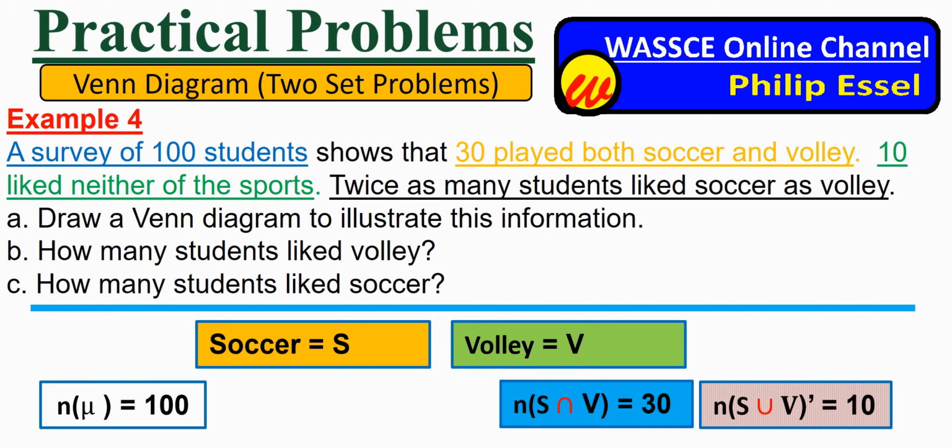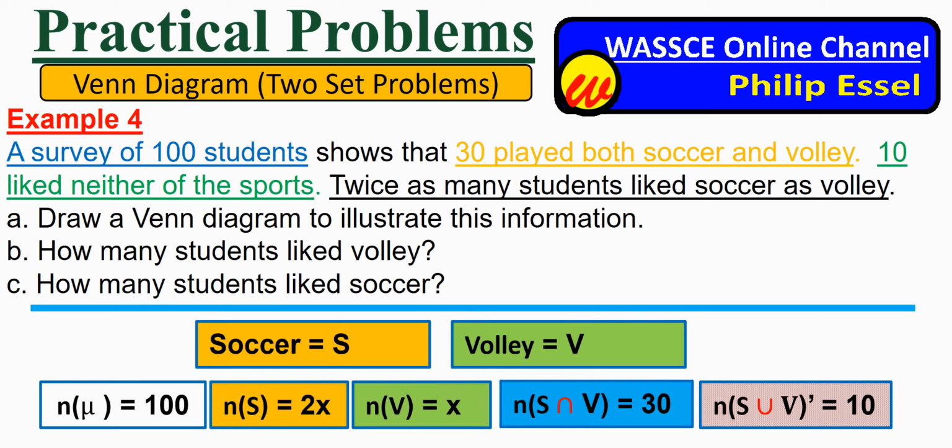But we do not know the number of students that liked volleyball. So we would represent the number of students that liked volleyball by the variable x. What this means is that the variable for soccer will be 2x. So let's write them down. As you can see, we represented the number of students that liked volley by the variable x. So we would represent the number of students that liked soccer by 2x.